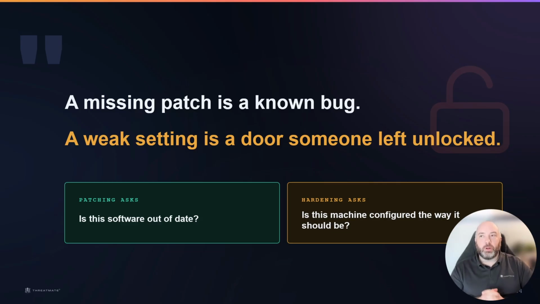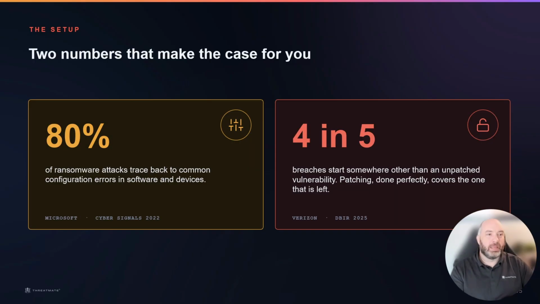But an open configuration, or an untouched configuration, or a weak setting is ultimately like leaving the front door completely unlocked. If you walk up to it and you know what to do, you pretty easily get in. Now, a couple of numbers really make this case. First, this dates back a couple of years, to 2022. Microsoft published a study saying that 80% of ransomware attacks could be traced back to common configuration errors. 80%. That's crazy.